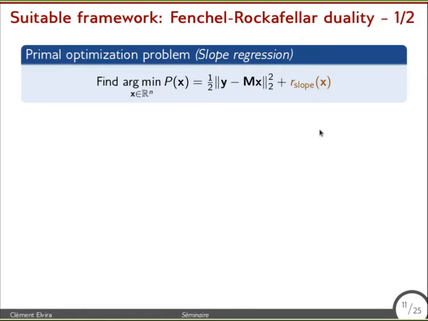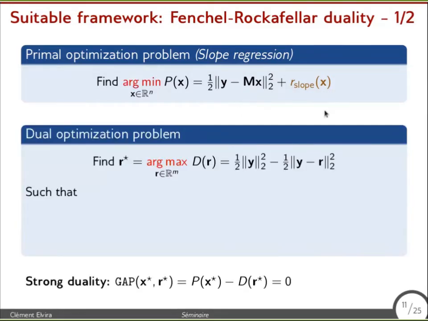So the rationale is as follows. We have a convex optimization problem. It is a minimization problem. It is my slope regression problem. And to that problem, I can associate a dual optimization problem. This is a maximization problem with respect to a variable that has the same dimension as my residual, and has to satisfy some constraints that are hidden for now. I will elaborate on it in a few seconds.